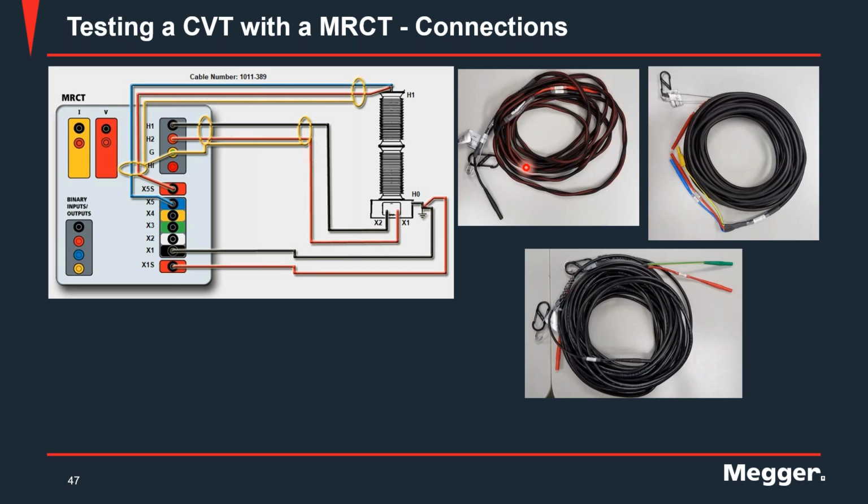The red and black lead goes on the grounded terminal as it did when we tested a VT with it, right? So the red and black terminal runs from X1 on the MRCT to H0 on the CVT. The primary lead runs from H1, H2 to X2, X1 on the CVT secondary winding. The CVT primary lead runs from X5 on the MRCT to H1 on the CVT.